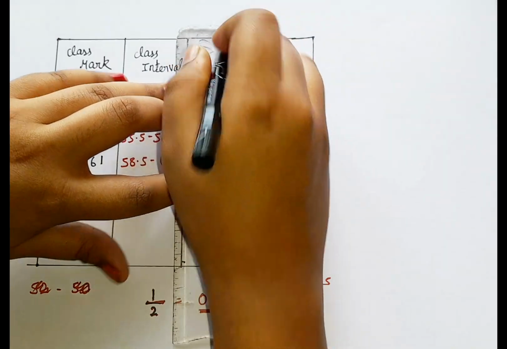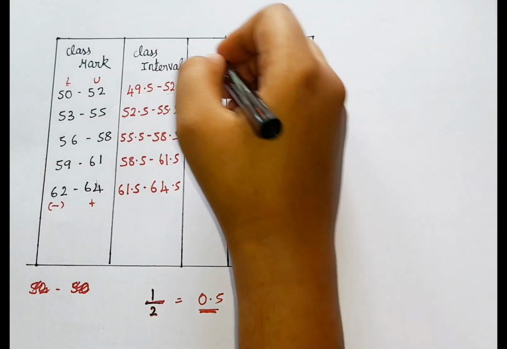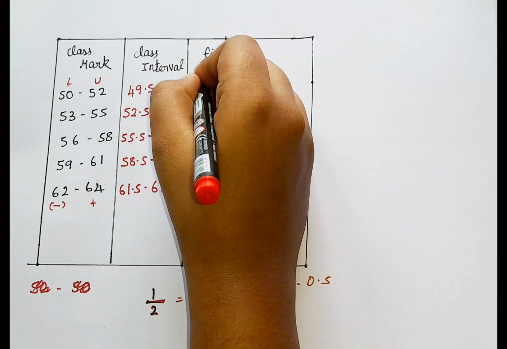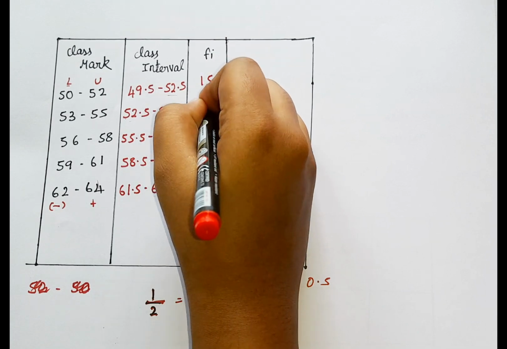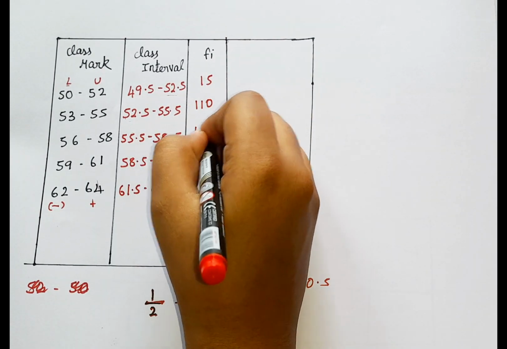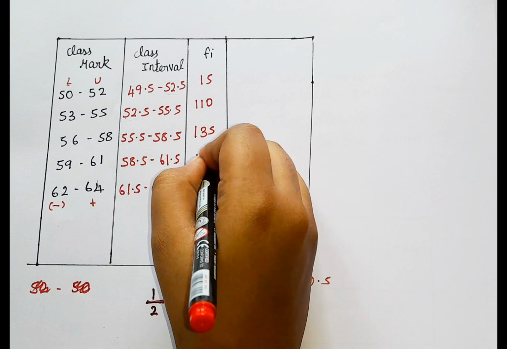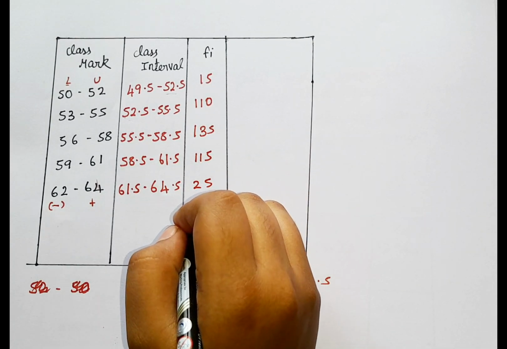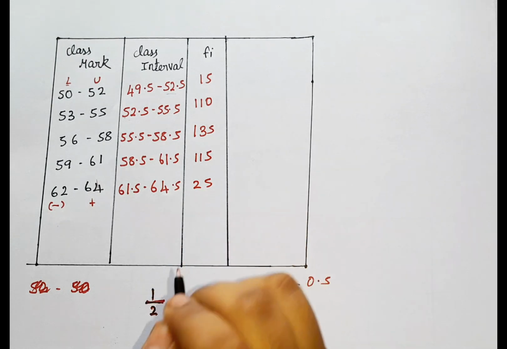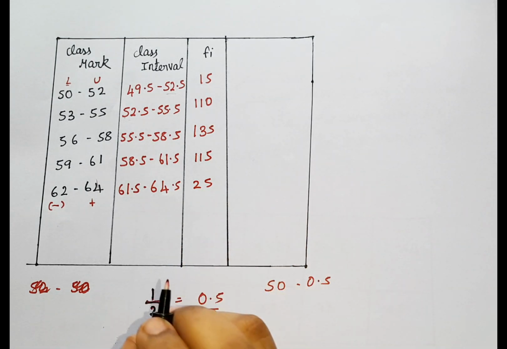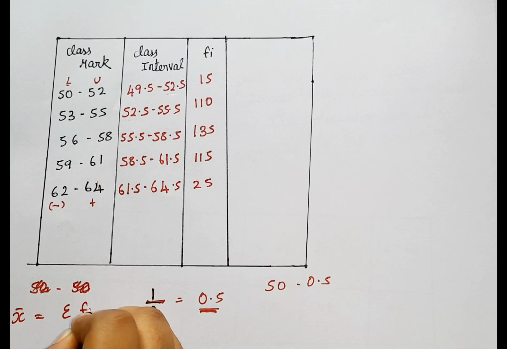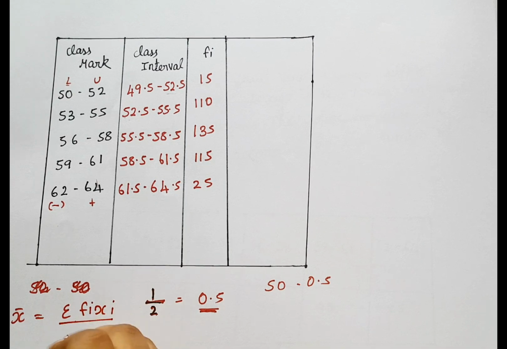We didn't write the frequency, isn't it? So let me write the frequency. The frequencies are 15, 110, 135, 115, and 25, as mentioned in the question. So this is the frequency. Since I'm going to use the direct method, what is the formula, guys? The formula is x bar is equal to sigma fi xi divided by sigma fi. This is the formula for the direct method.